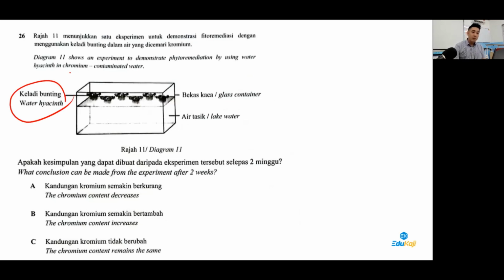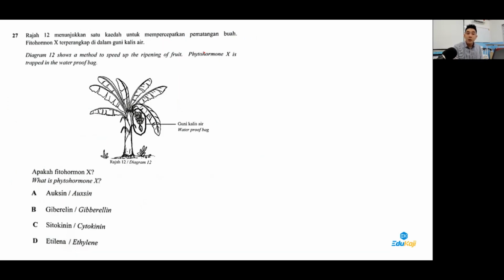Okay, phytoremediation means they absorb the toxic chemicals from the water. So therefore, decrease. So besides water hygiene, you should memorize sunflower as well. Sunflower is a very good plant involved in phytoremediation. Okay, 26A. For 27, ripening of fruits is always ethylene.